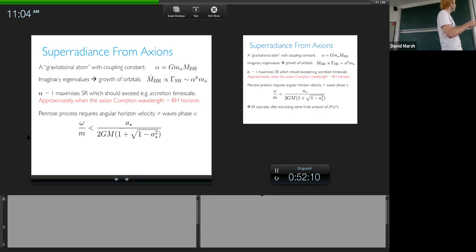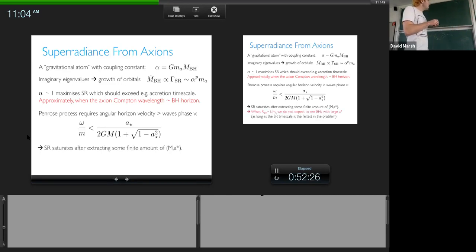So you have this exponential growth, and you populate your modes, but it shuts off when the modes become so populated that this condition is violated. So superradiance only goes on for a certain amount of time, so it means that superradiance saturates after extracting some finite amount of mass and spin from the black hole. So then you can write down what the final black hole mass and final spin should be, given that you began in some initial state.